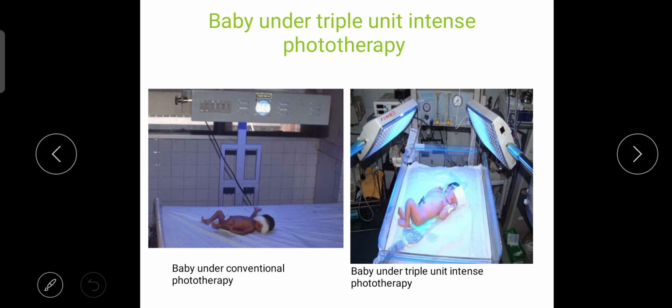The first one is phototherapy. You may have seen in the hospital that they normally use this light to treat jaundice, with the baby under triple unit intense phototherapy. You can see in this picture a baby under conventional phototherapy and a baby under triple unit intense phototherapy. They use the light to decrease the bilirubin level in the baby.